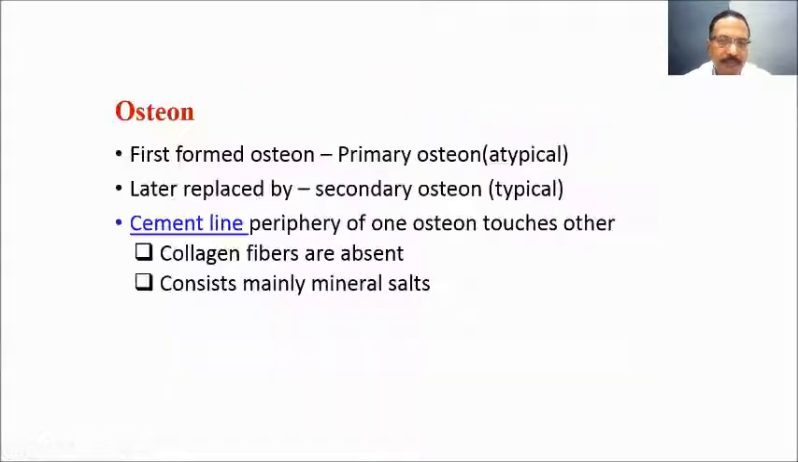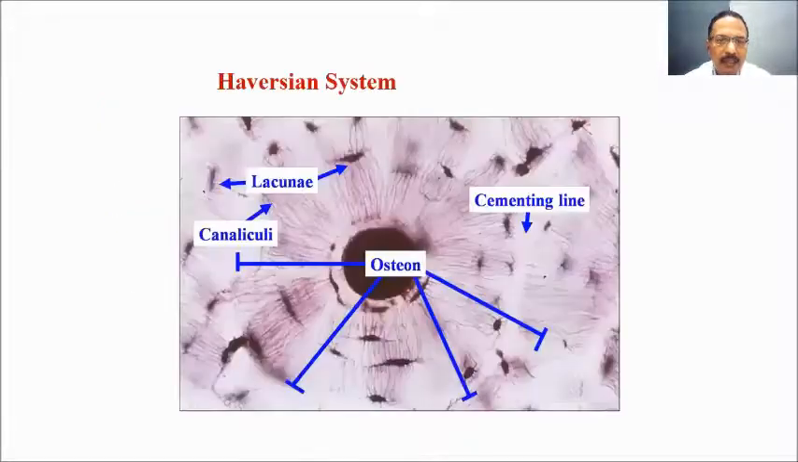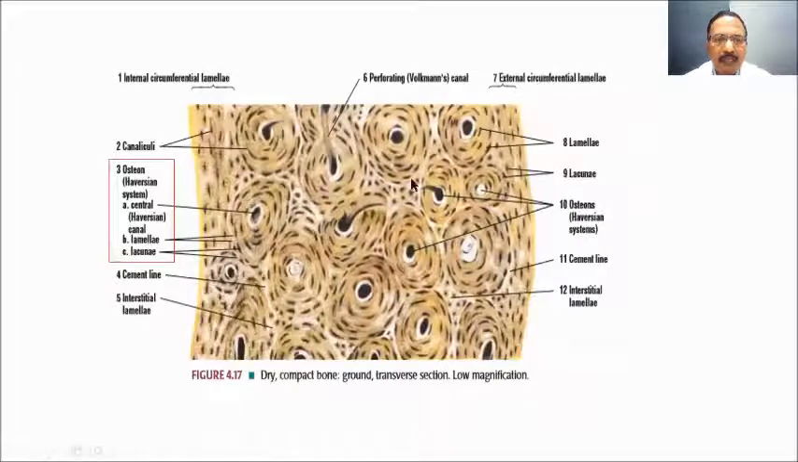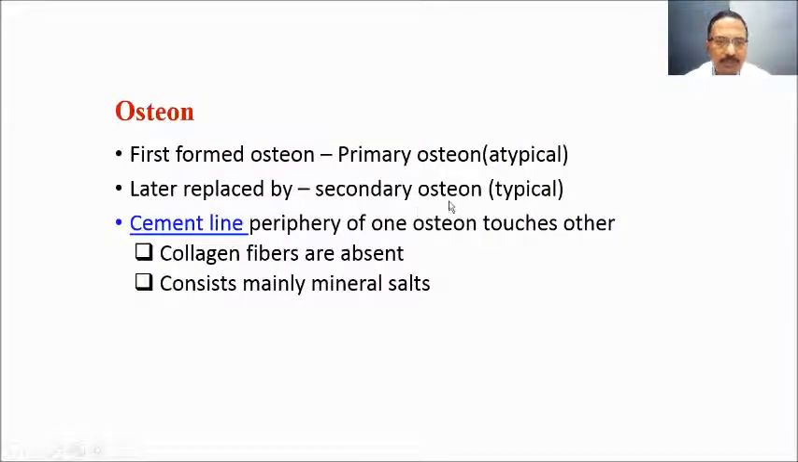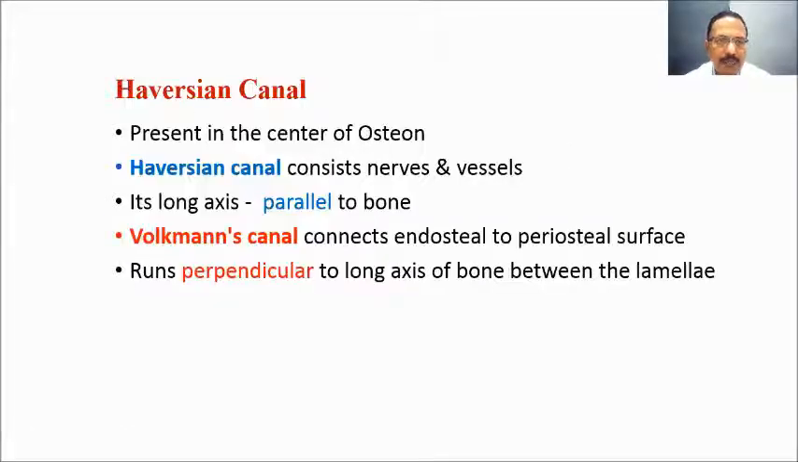limiting line. So osteons can be classified as primary osteon and secondary osteon. Primary osteons are the interstitial lamella as well as the circumferential lamella, and the secondary osteons are the newly formed osteons or the Haversian systems. As I told, the cementing line is the periphery of one osteon with the other one, and there the collagen fibers are absent, and it is mainly mineral salts only present in that line. It is also called the limiting line.